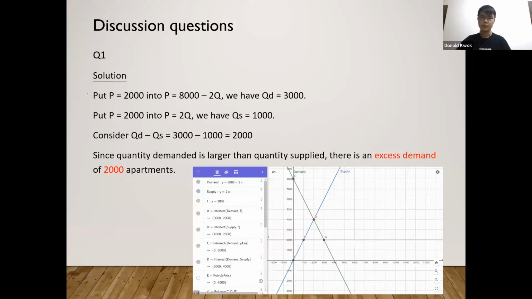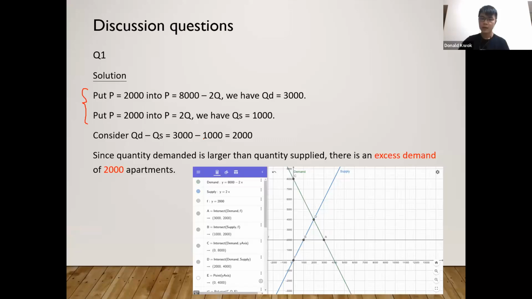Right, so I just plug in the price of 2,000 here, and we have quantity demanded 3,000 and quantity supplied 1,000. And obviously, quantity demanded is greater than quantity supplied, so there will be excess demand. And by how many units? It is simply the difference between quantity demanded and quantity supplied. It will be 3,000 minus 1,000, which is 2,000 units of excess demand.